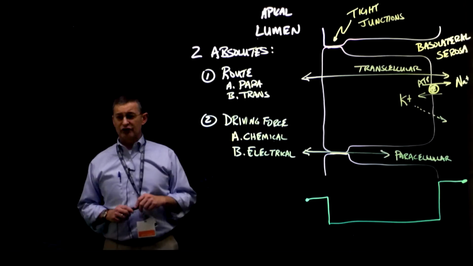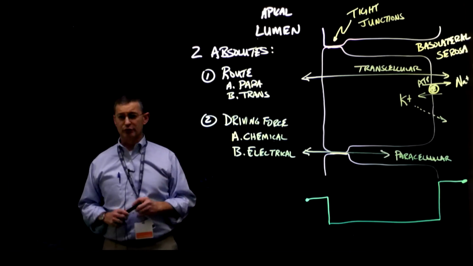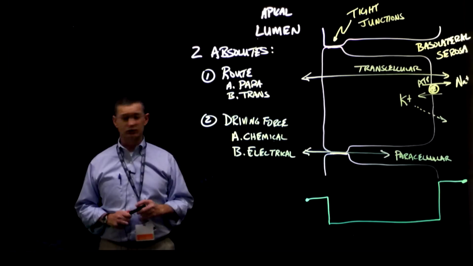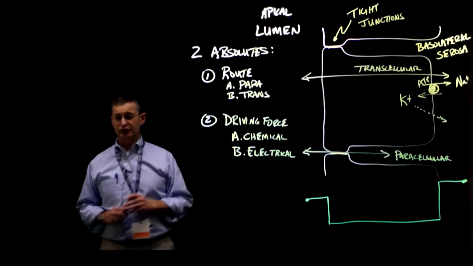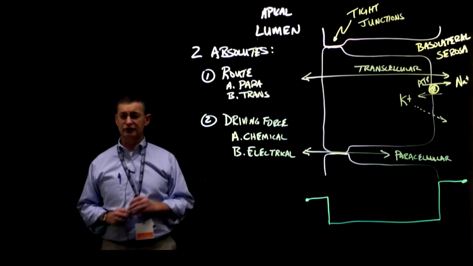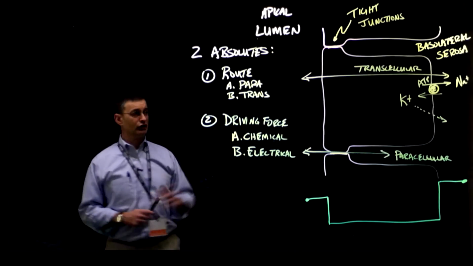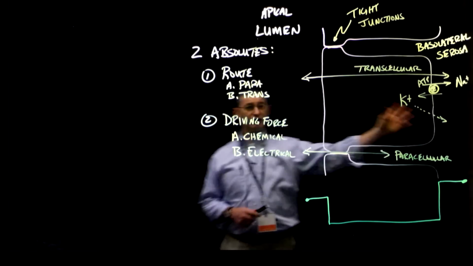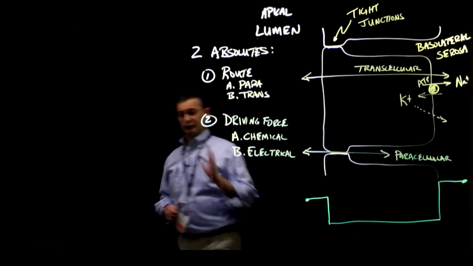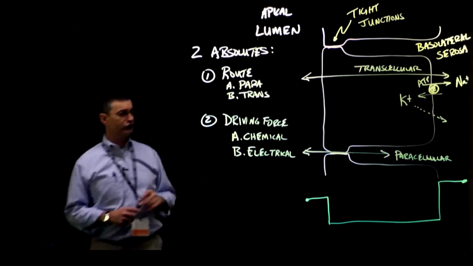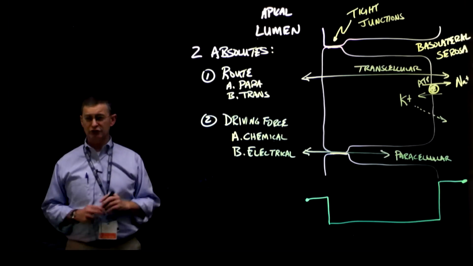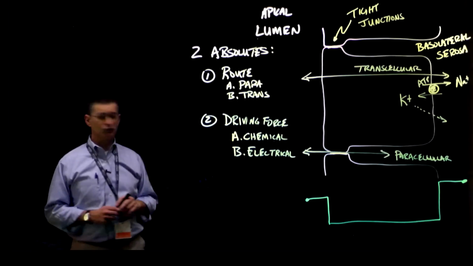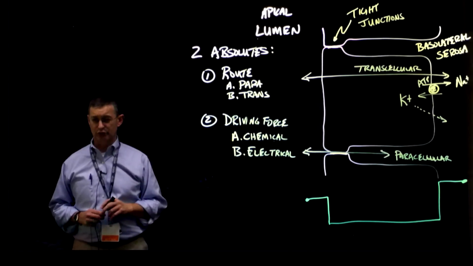The important aspect of the apical and basolateral membranes in an epithelial monolayer is that because they're separated by tight junctions, they can have different biochemical properties. So there can be different transporters in the apical membrane compared to the basolateral membrane. And because they have different transporters, they can also have different electrical properties.